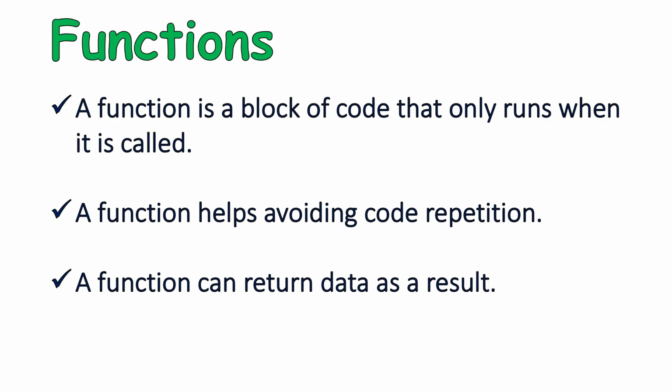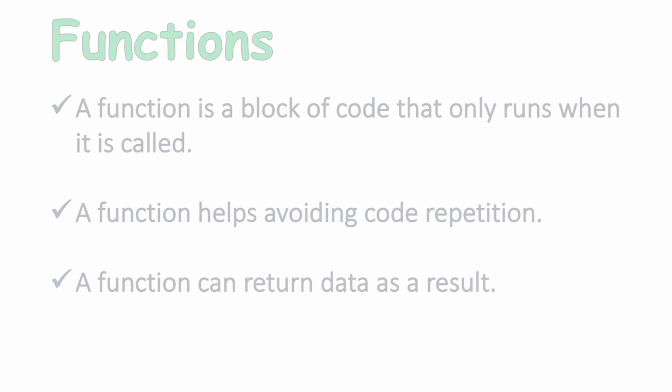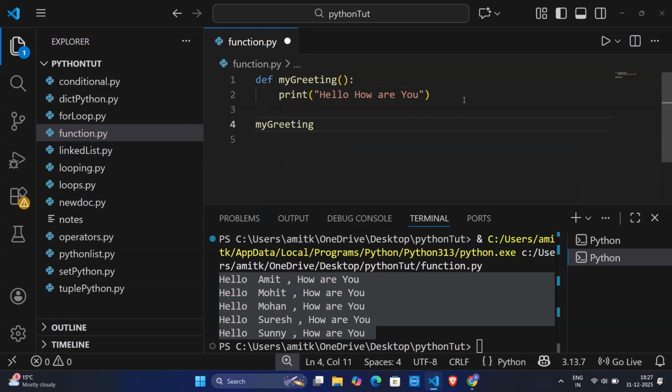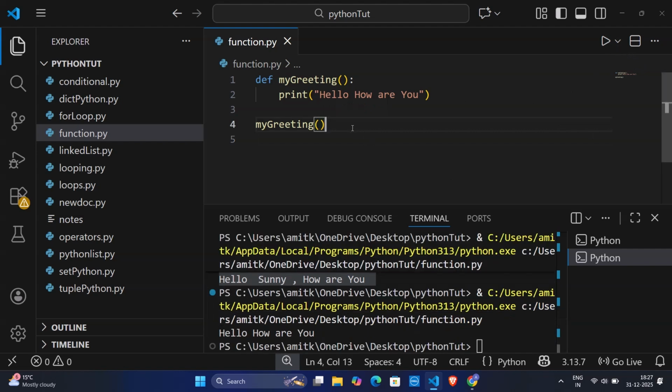A function is a block of code that only runs when it is called. A function helps avoid code repetition. A function can return data as a result. As we already saw one example of a function, you can either pass some values as a parameter or you can have a function without parameters.